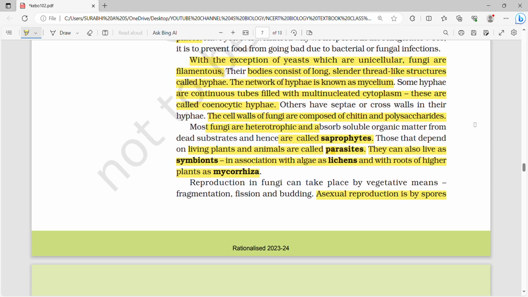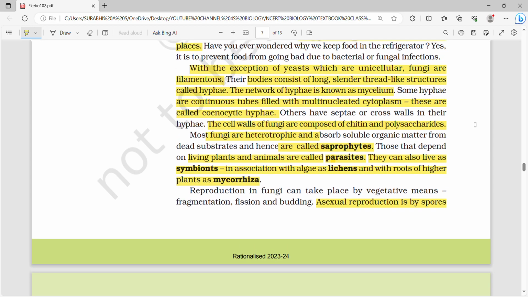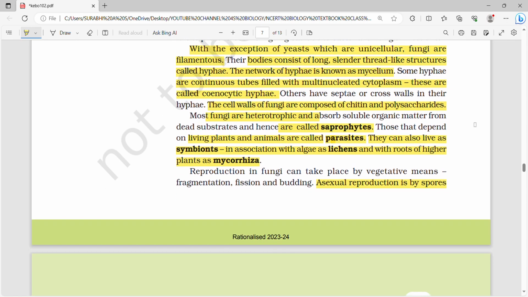Next, with the exception of yeast, which are unicellular, fungi are filamentous. Their body consists of long, slender, thread-like structures called hyphae, and when many hyphae come together, they form a network which is called mycelium.